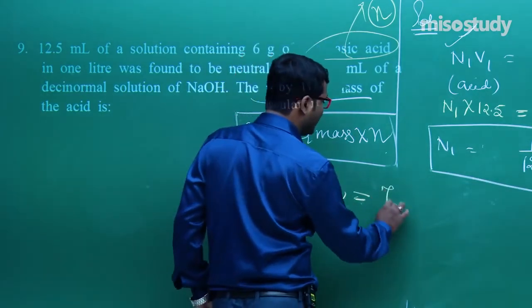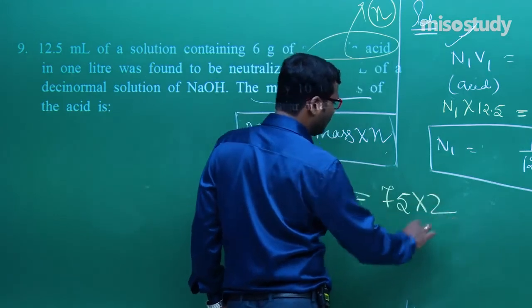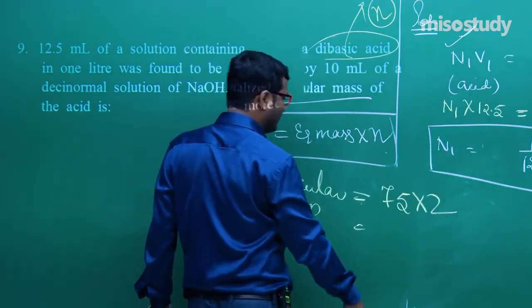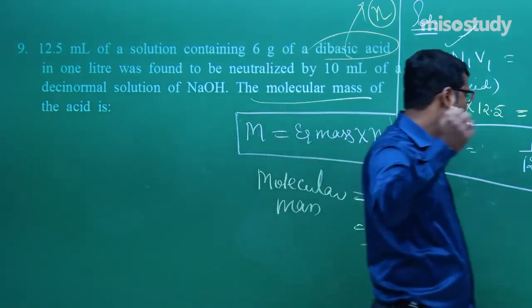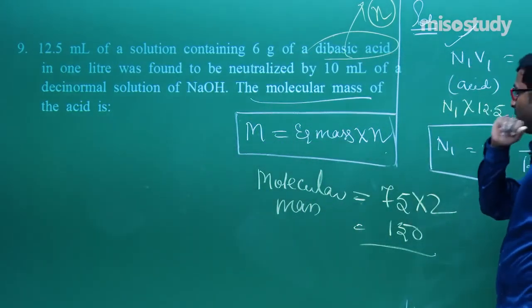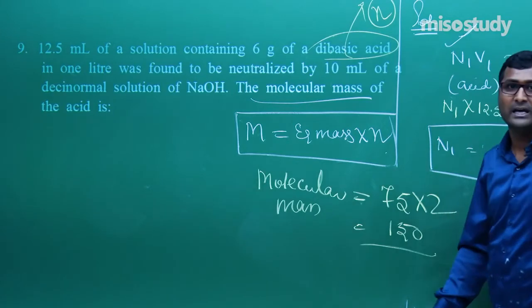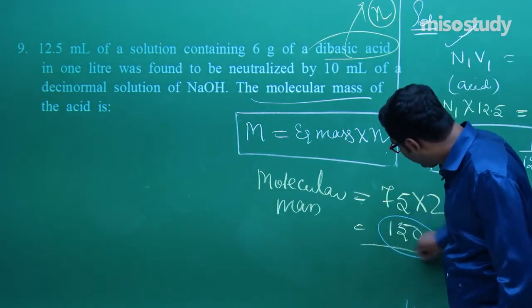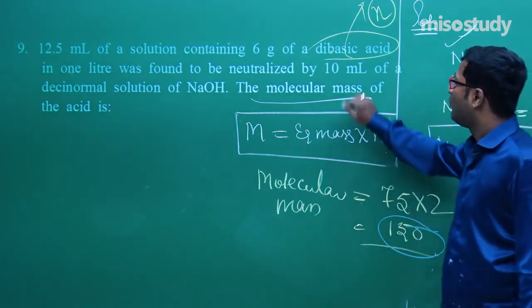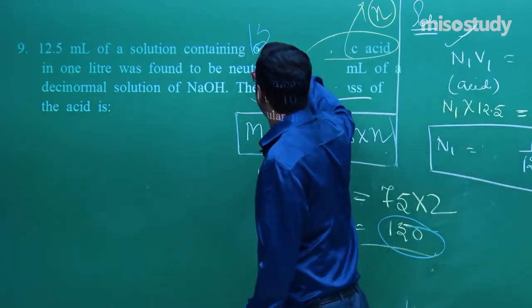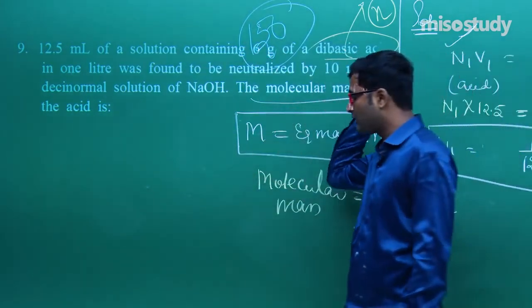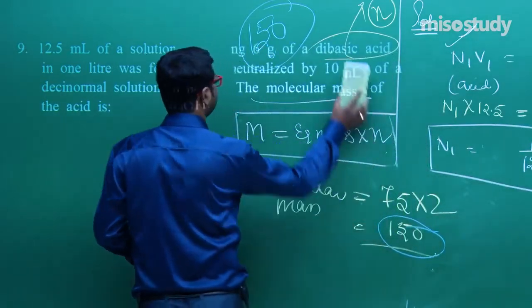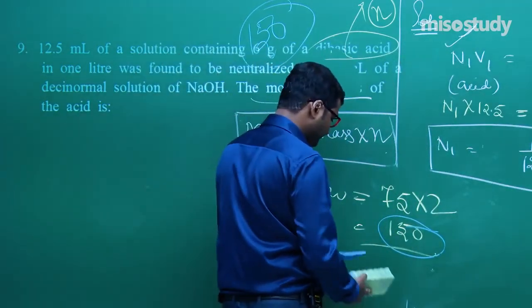What is equivalent mass? 75, and N is equal to 2. Basicity is 2, dibasic acid, so that is 150. This is the complete solution of this question. Clear, friend? So we can easily say, sir, for integer type the answer is 150. For this question 150 is the correct answer. Still, if you have any doubt, I'm giving you a few seconds. Check it out. Wait for a moment, friend.